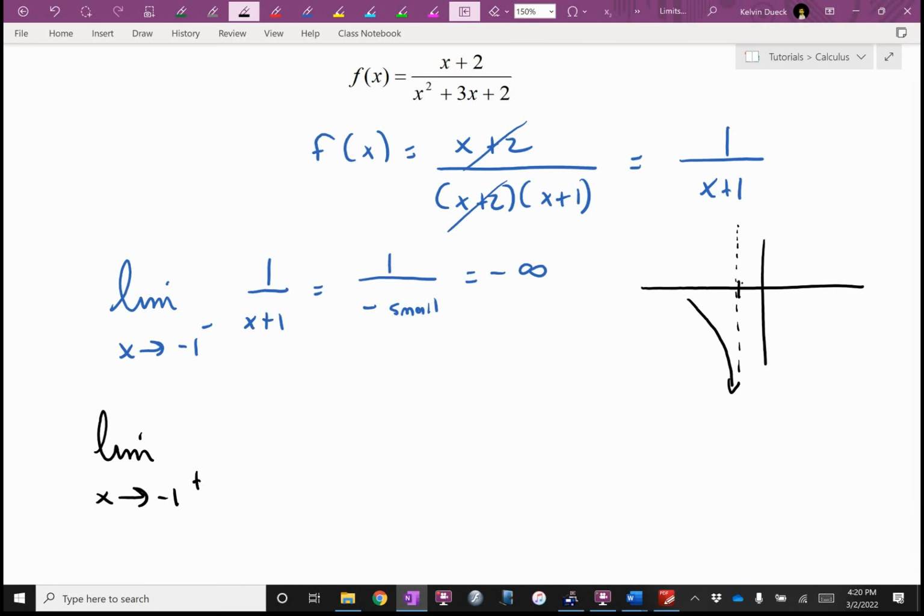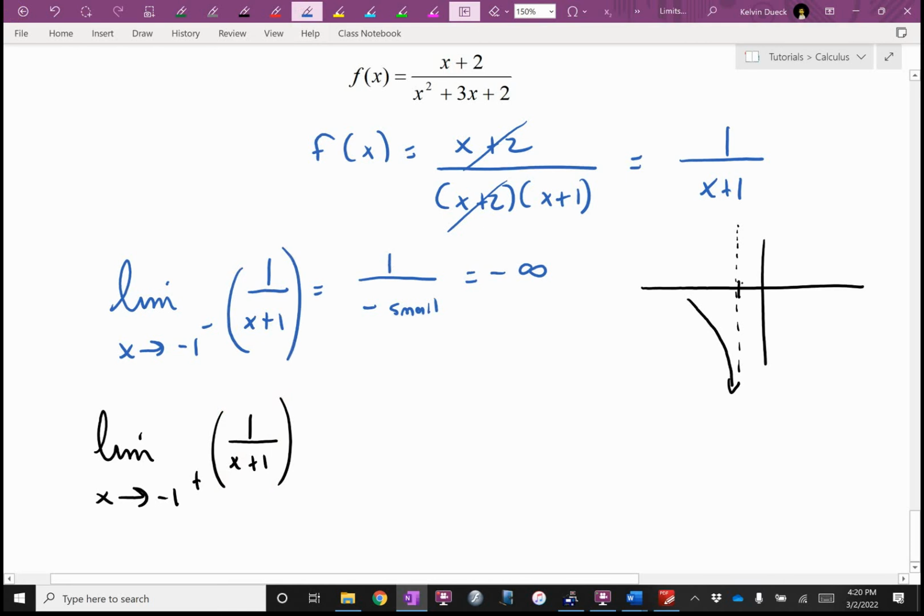Is that okay? What about just to the right of negative 1? Okay. I should put these in brackets. It's a little easier to figure out what all this calculus notation is. Well, the top is still going to be a 1. What's just to the right of negative 1?